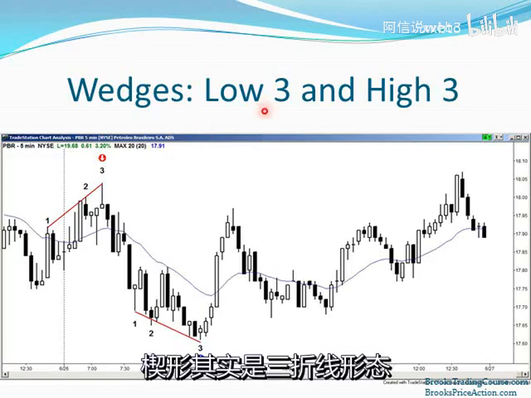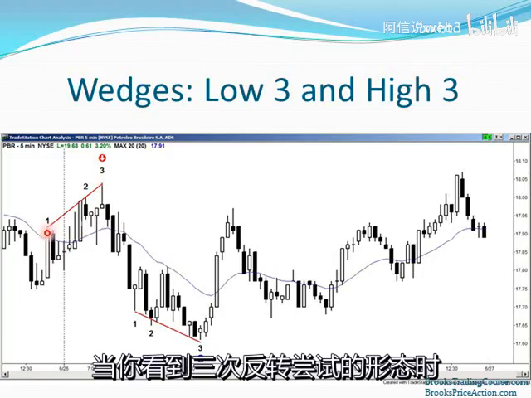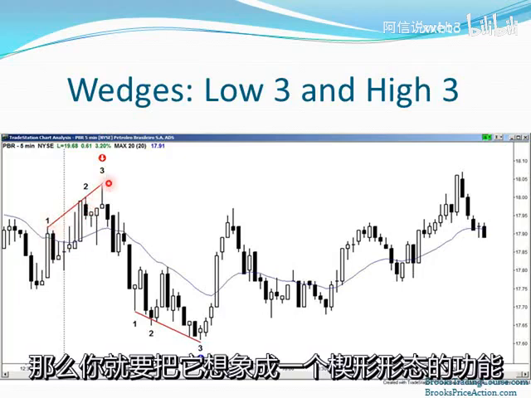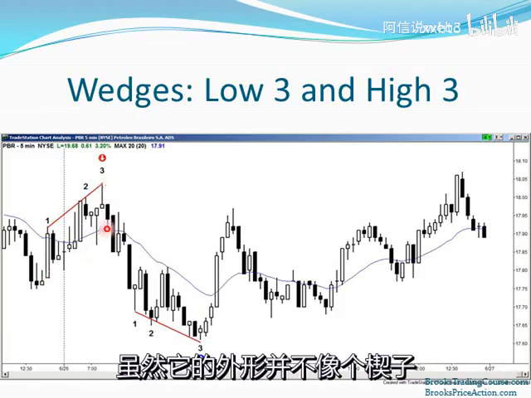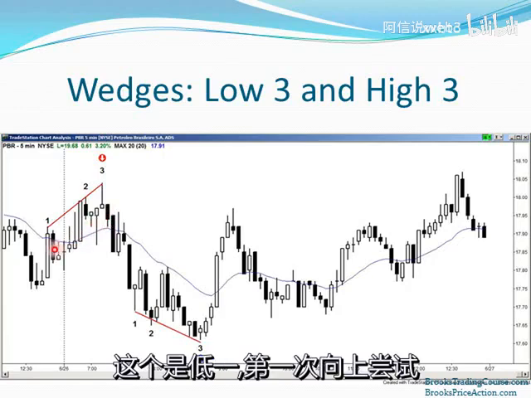Wedges are 3-legged moves. They're basically triangles that are angled up or down. Anytime you see a 3-push pattern, here we get 3 pushes up, bar 1, bar 2, bar 3, you always got to think about the possibility that it will function as a wedge even if it does not have a wedge shape. So this is a low 3 sell setup.